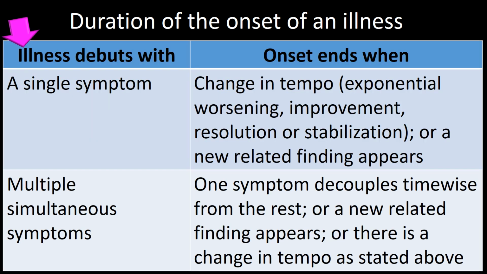In order to establish the duration of the onset of an illness, we need to take into account two different clinical situations. The first situation is when an illness debuts with a single symptom. In such situation, the onset starts with the initiation of the symptom. The onset period ends when there is a change in tempo, such as exponential worsening, which usually indicates decompensation, improvement, resolution, or stabilization, or when a new related finding appears.